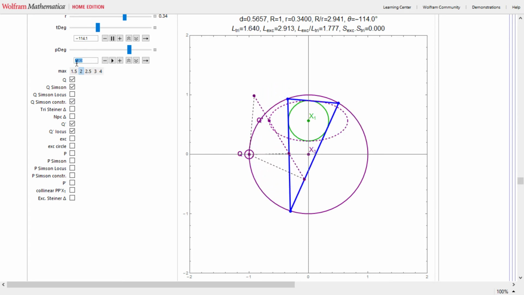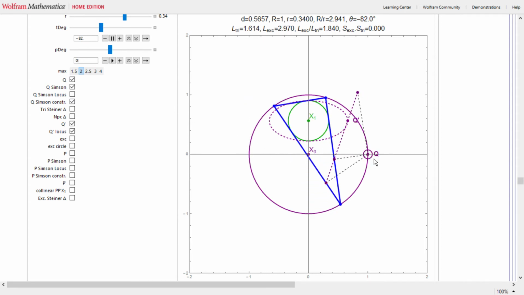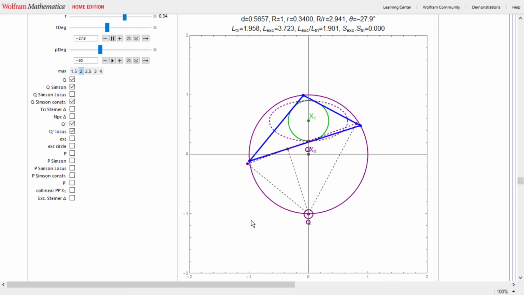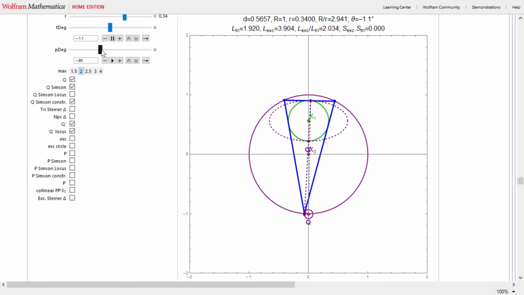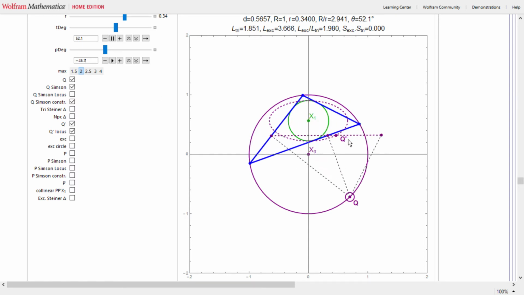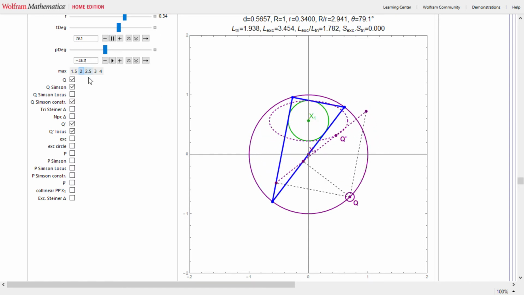Likewise, if I place Q over here, it's on the other vertex. If I place it at minus 90 perhaps, it's down here and that point is over there. And if I place it at an intermediate location, Q is going to go over here. So this is the first really cool result.